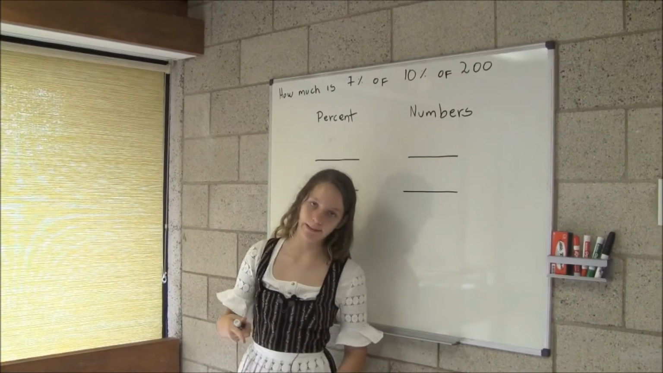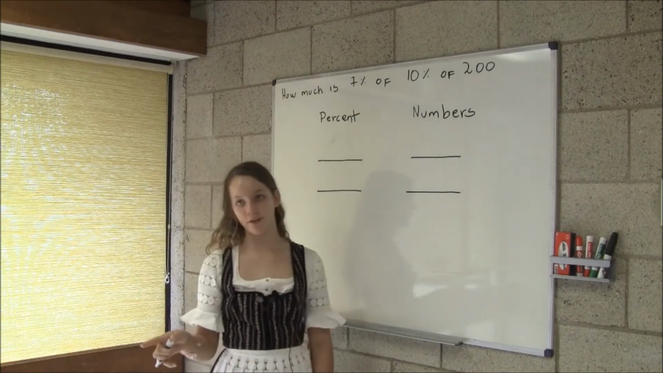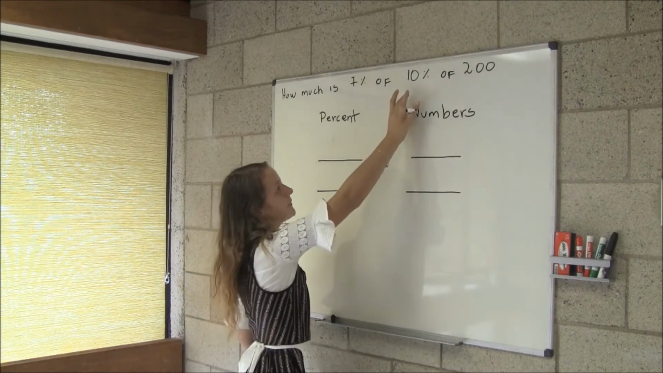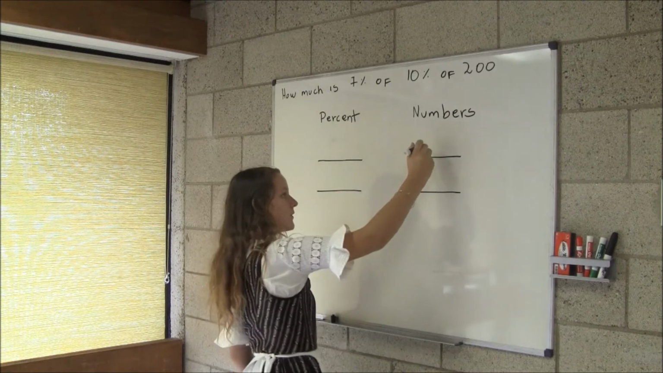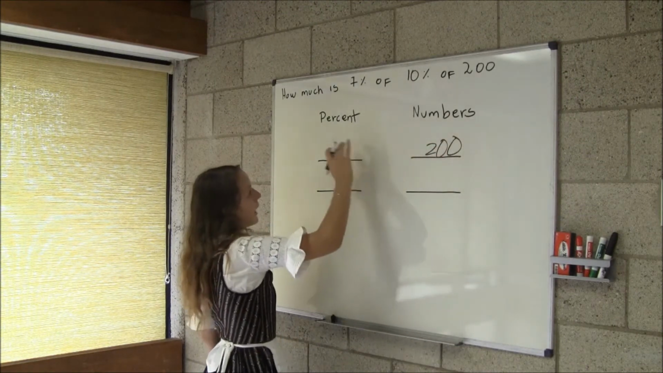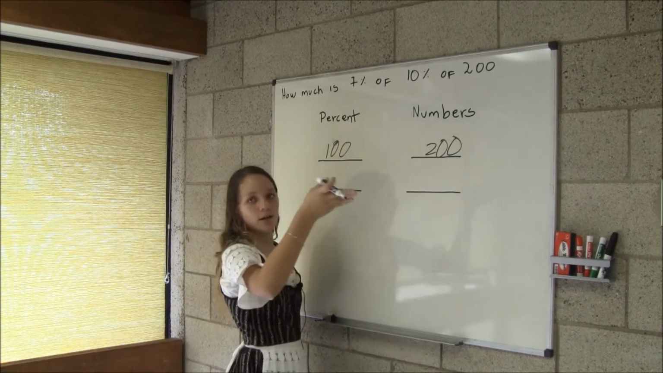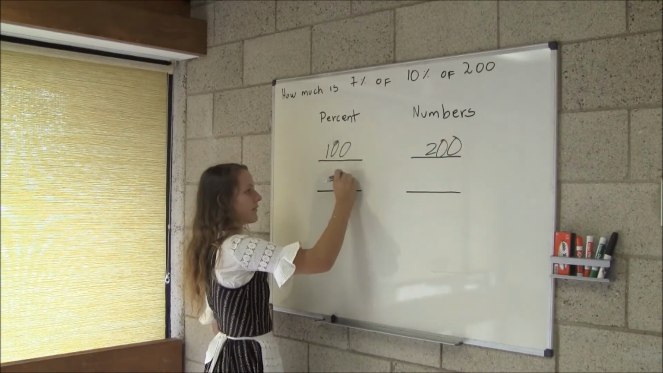Okay, so now let's look at another example. How much is 7% of 10% of 200? Scary. So we have to figure out what 10% of 200 is first off. So our number will be 200, and then our percent of that will be 100, since 100 is the percentage of 200. So now we have to figure out what 10% of it is.